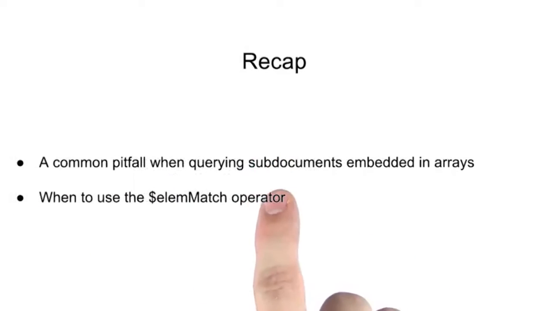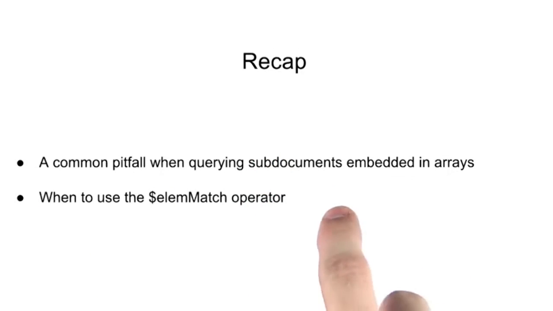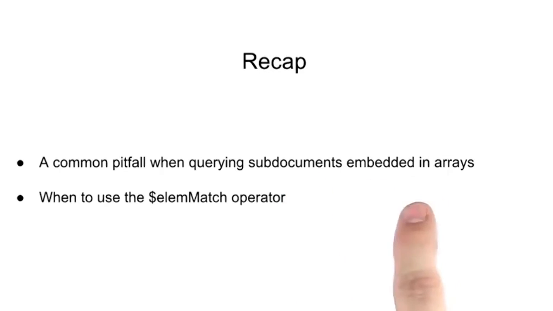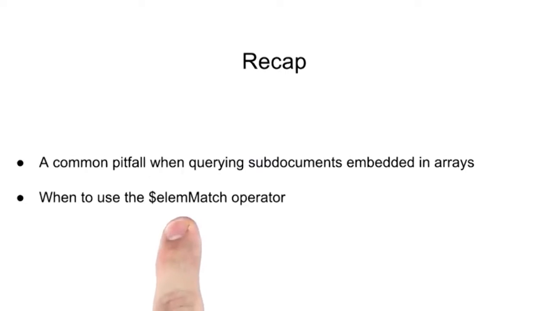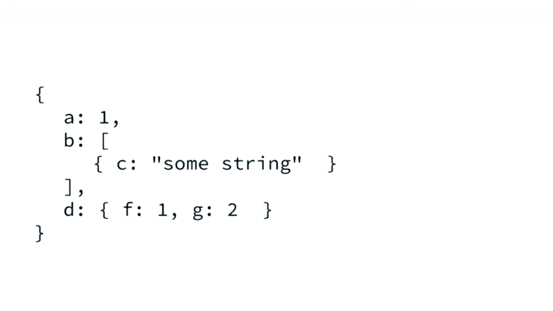So let's recap what we discussed in this lesson. So we saw that when we're querying for multiple fields in subdocuments that are embedded in arrays, sometimes our logic might not be what we think it is, and we might actually return more documents than we're expecting. And to get around this issue, to actually query for multiple fields on the same embedded document that's in an array, we're going to need to use the $elemMatch operator.